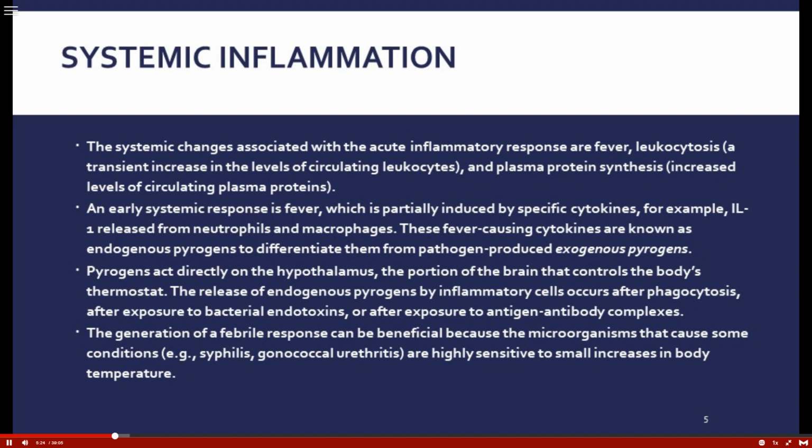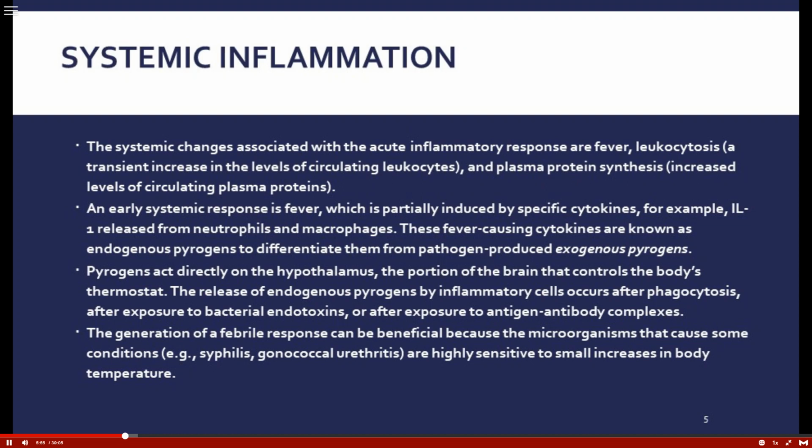It can be partially induced by specific cytokines, for example interleukin 1. You don't really need to know interleukin 1, but you do need to understand that it's released from those neutrophils and macrophages. These fever-causing cytokines are known as endogenous pyrogens, and you need to understand that they're different from exogenous pyrogens. But what do those pyrogens do?